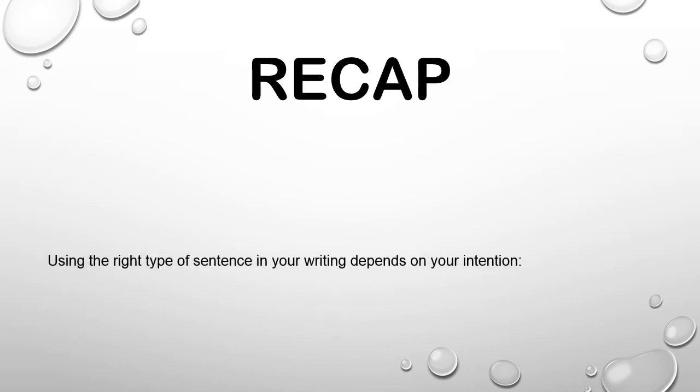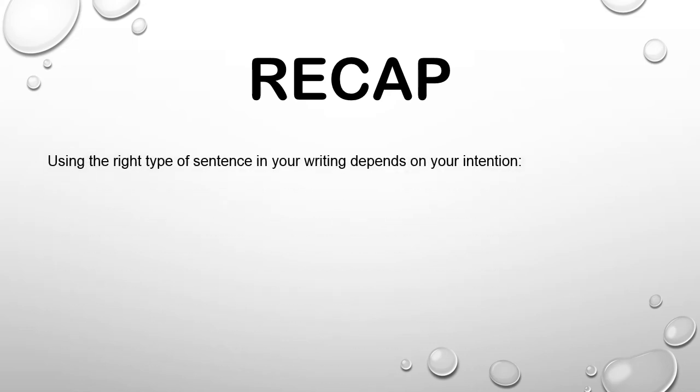Now we'll have a quick recap of what we learned till now. Using the right type of sentence in your writing depends on your intention. Like if you're writing some sort of story, you use all kinds of sentences, right? If you want to show some emotion, you use exclamatory sentences. If you want to command someone, you use imperative sentences, right? So it depends on your intention, like what type of intention you have in your mind, you use that type of sentence.